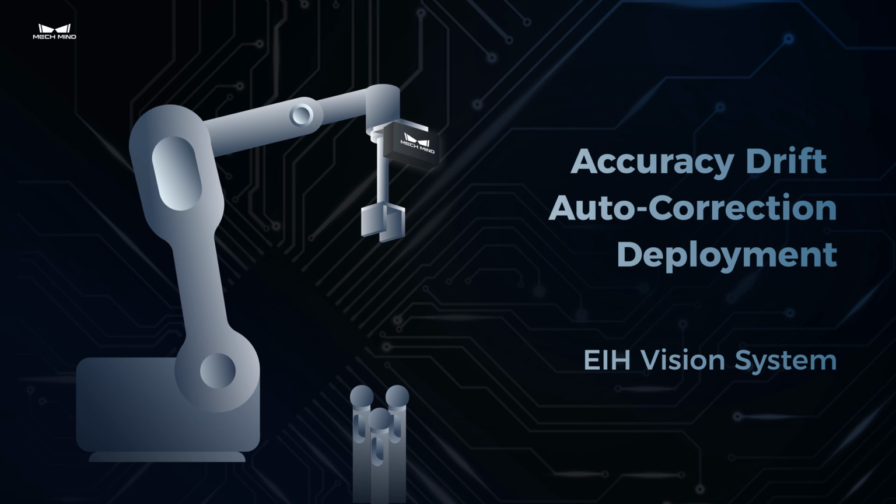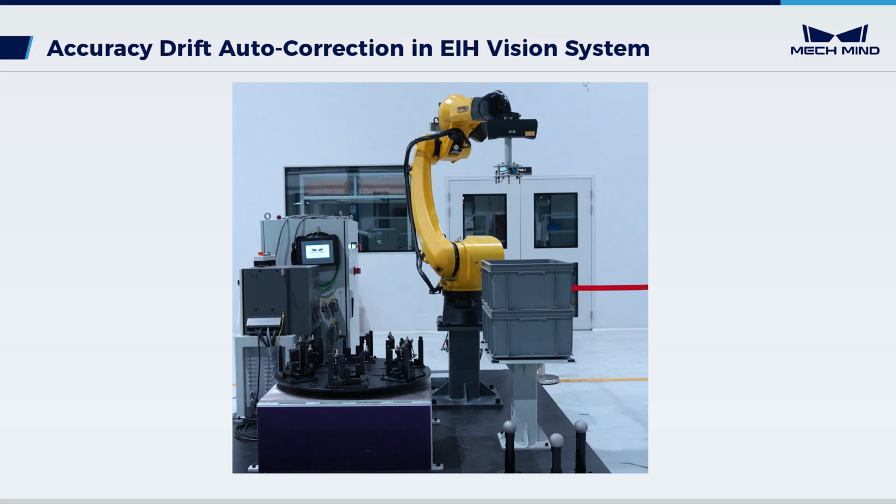This video introduces the deployment of accuracy drift auto-correction in Mech-Vision system. Here, to show the deployment process, use the workstation for picking neatly arranged sheet metal parts as an example.